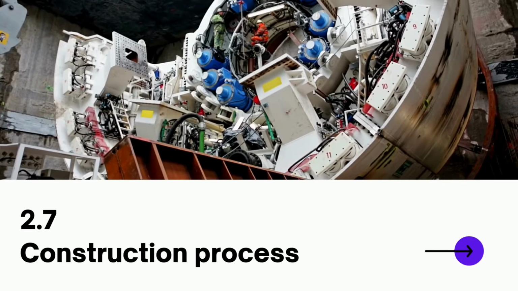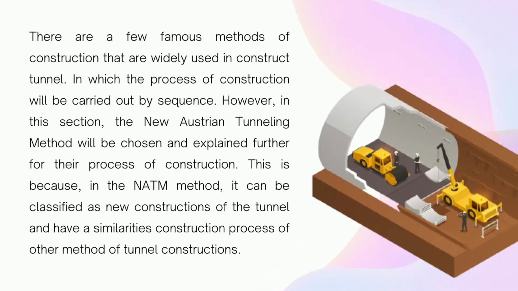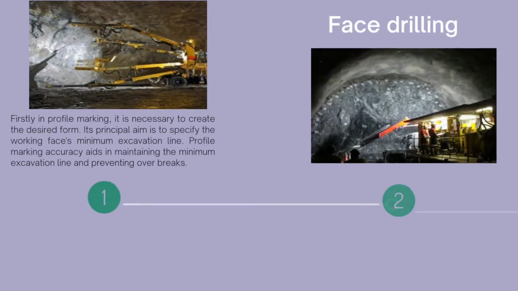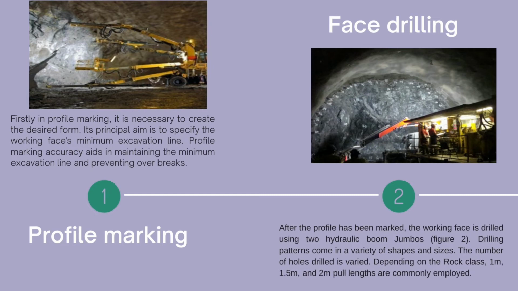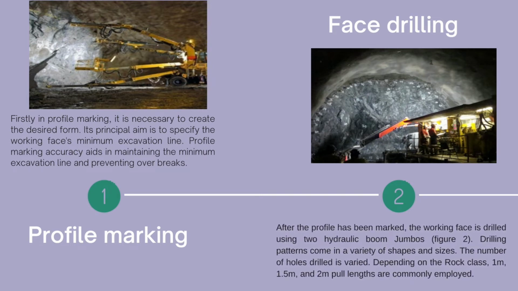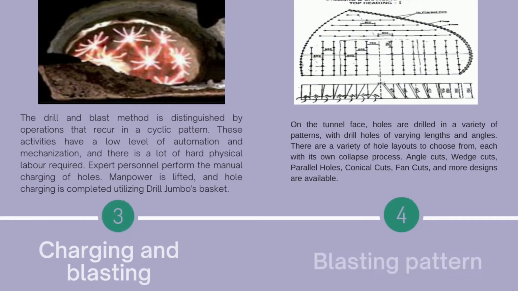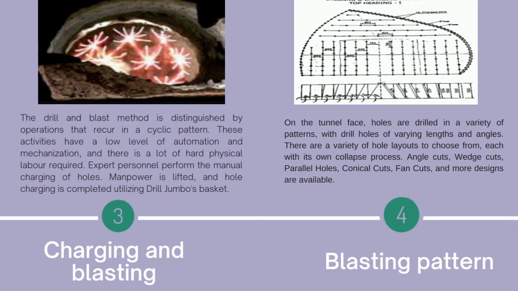Tunnel construction process, in which the construction will be carried out in sequence. Firstly, in profile marking, it is necessary to create the desired form. Face drilling. After the profile has been marked, the working face is drilled using 2 hydraulic boom jumbos. Charging and blasting, where expert personnel perform the manual charging of holes. Blasting pattern. On the tunnel face, holes are drilled in a variety of patterns.